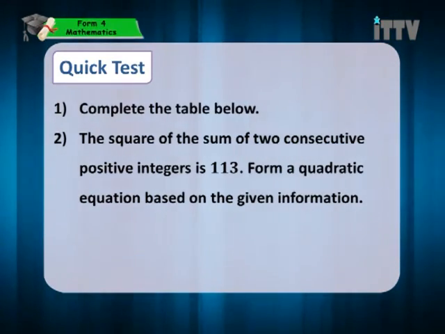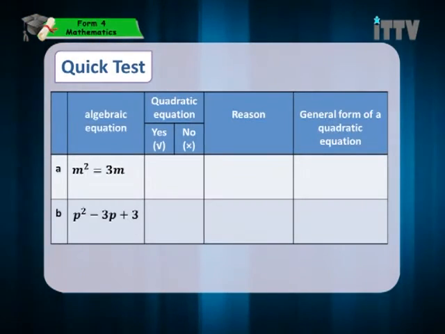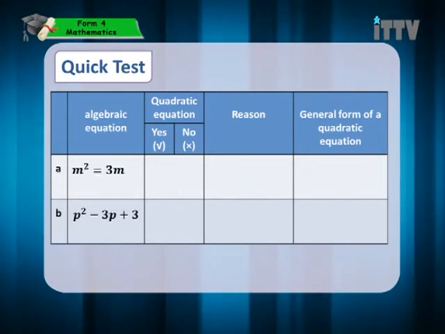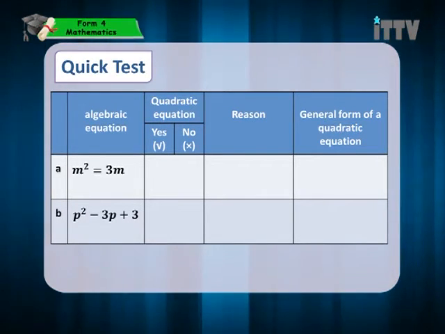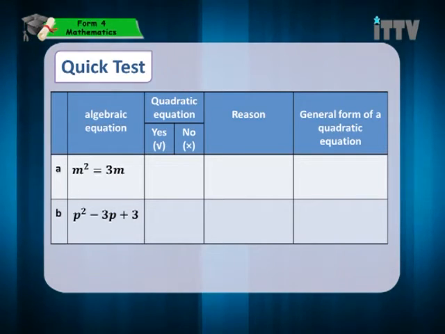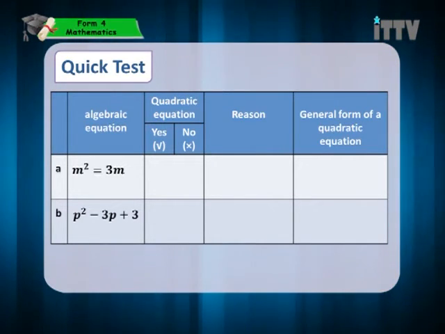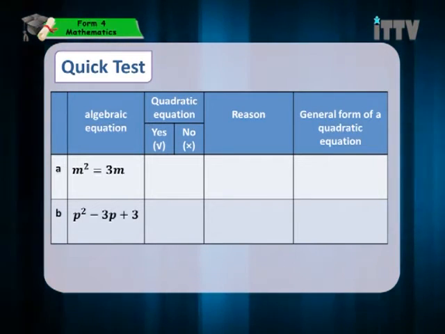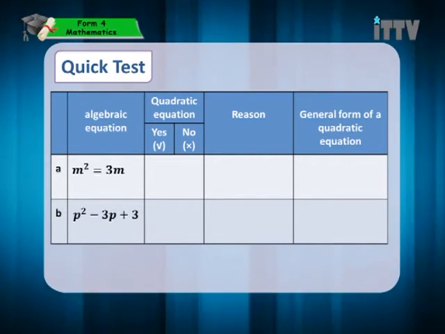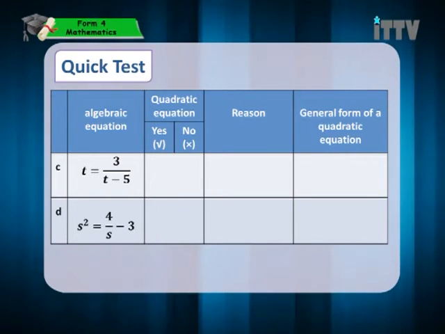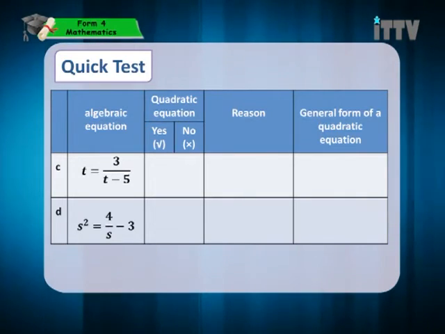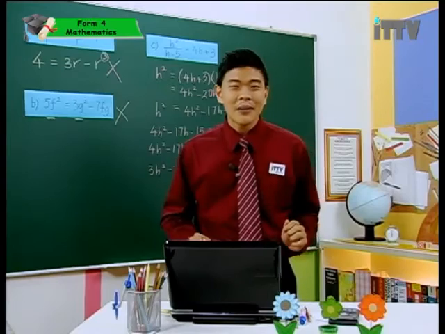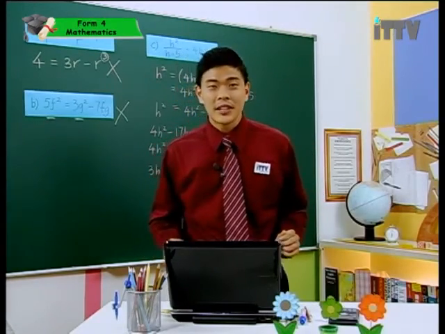Alright, first thing first, the table in question 1 is here. In this table, you will be given equations, and you must state whether it is or is not a quadratic equation, give a reason, and if it is a quadratic equation, put it in the general form. So that is A, m² = 3m, and B, p² - 3p + 3, and C, t = 3/(t - 5), and D, s² = 4/(s - 3). Now I'll be giving you some time and we'll be back again to discuss this shortly.